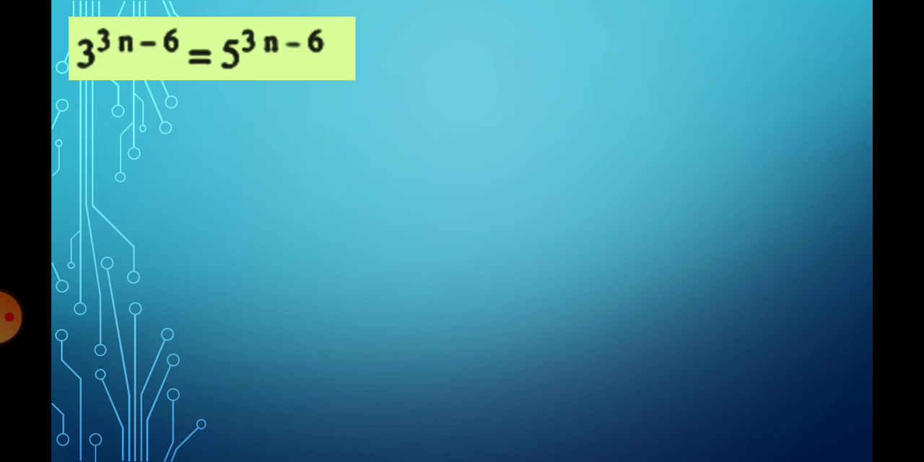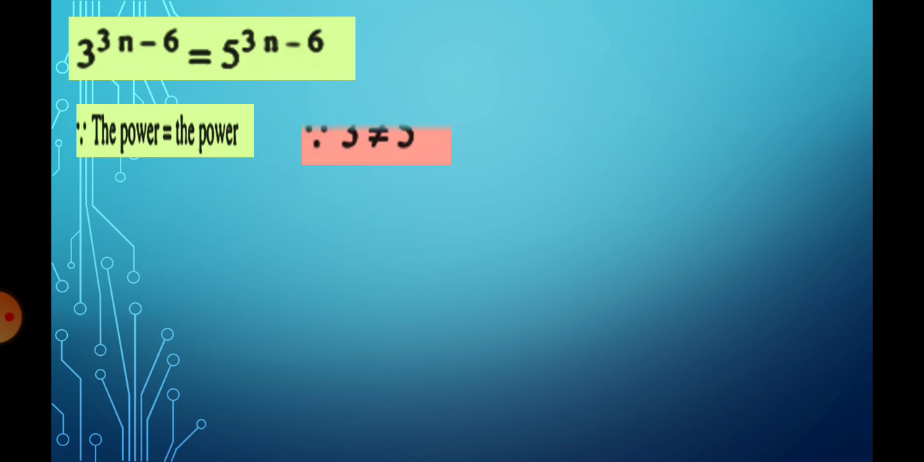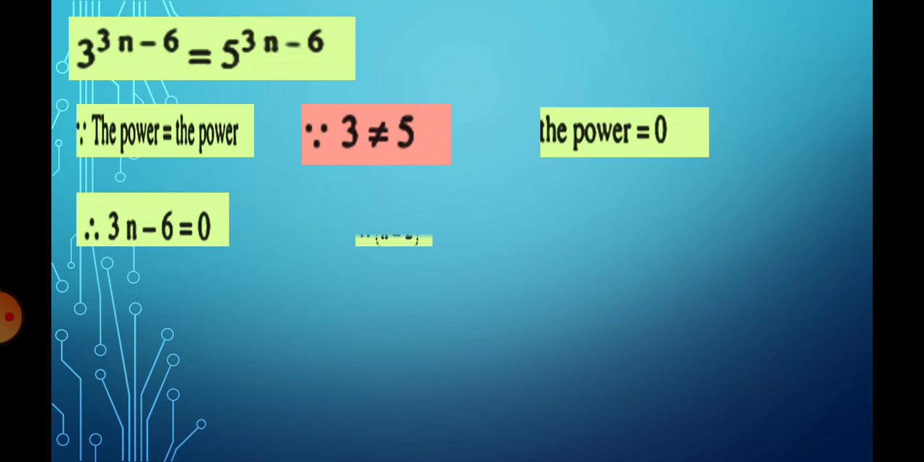3 to the power 3n minus 6 equals 5 to the power 3n minus 6. Here the bases are different, but the powers are equal. If the powers are equal and the bases don't equal, then the power must equal 0, then 3n minus 6 equals 0, then n equals 6 divided by 3 equals 2.